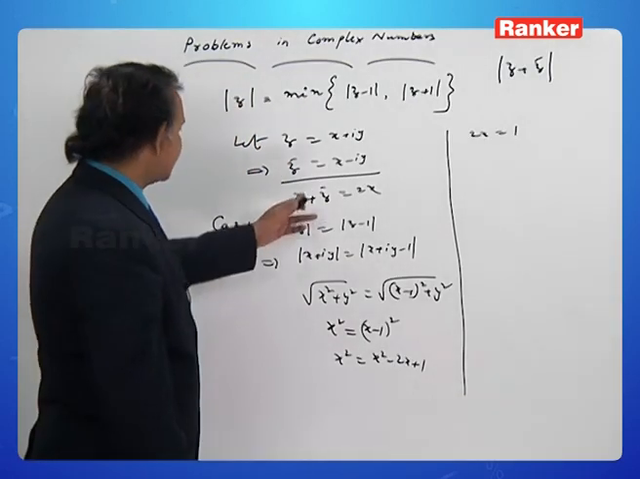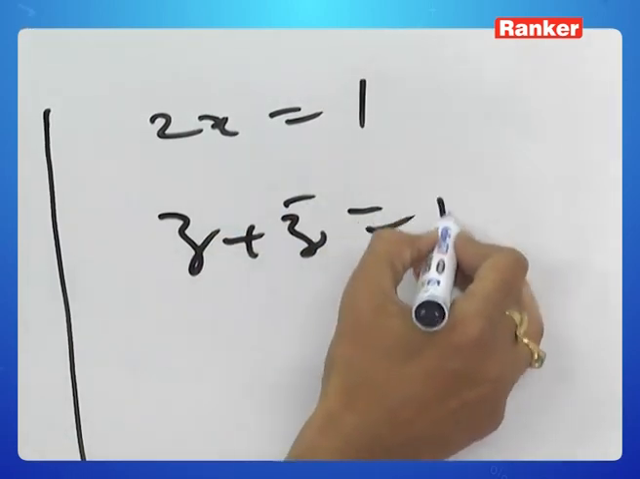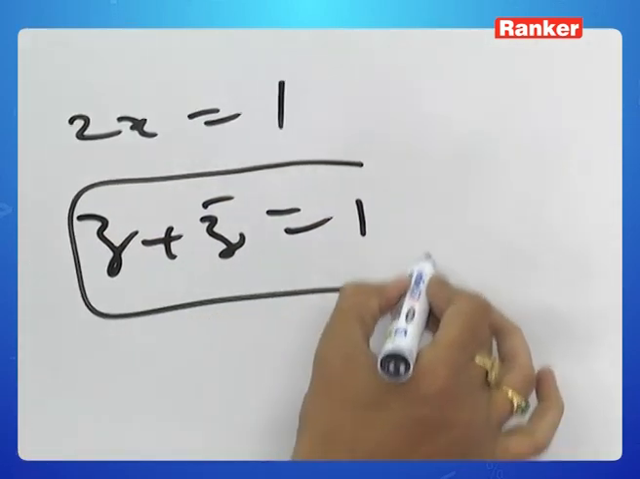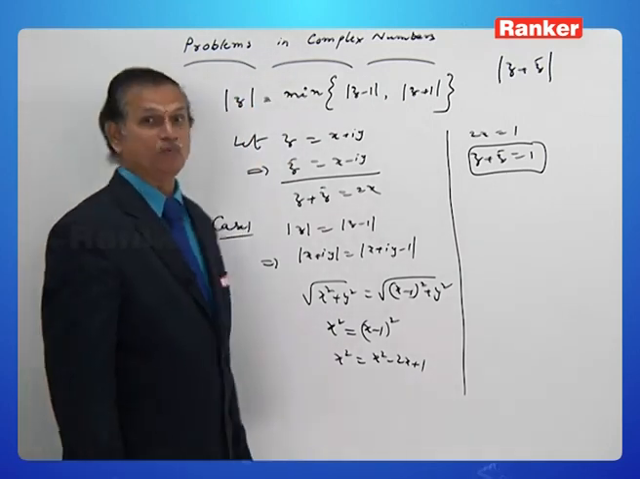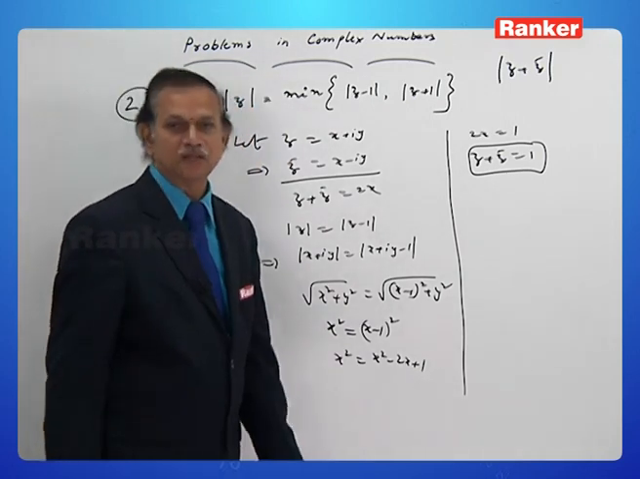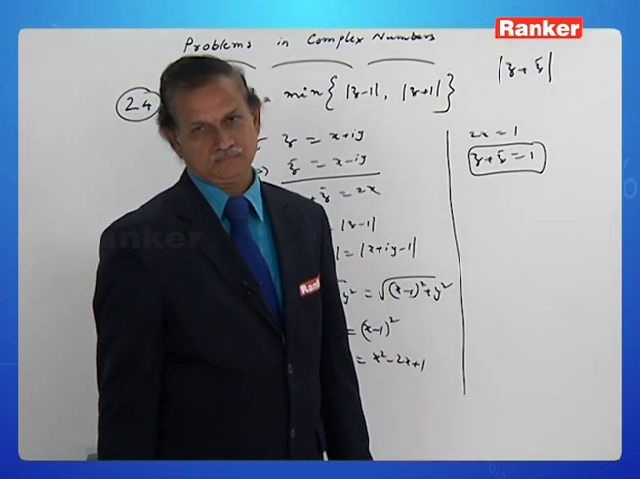What is 2x actually? Z plus z bar. Therefore, z plus z bar is equal to 1. Therefore, in the first case, that is case 1, when mod z is mod z minus 1, we are able to have z plus z bar is 1.